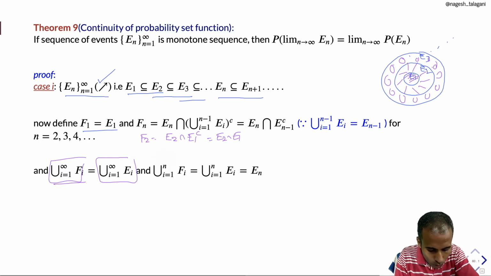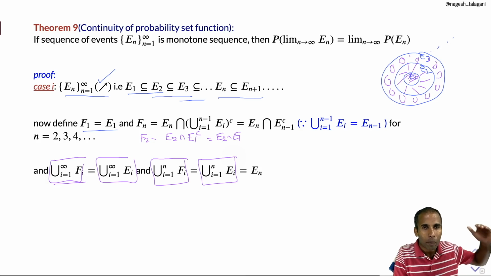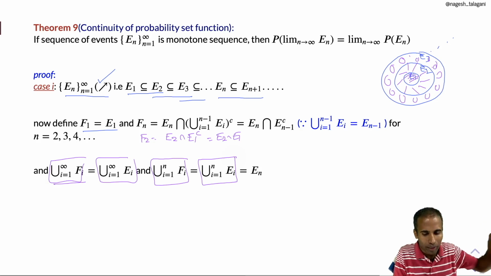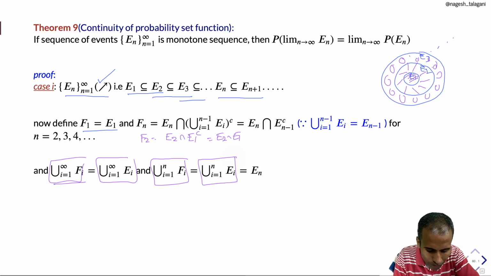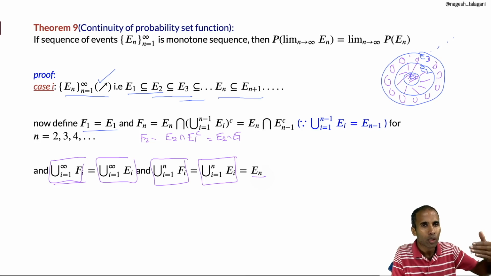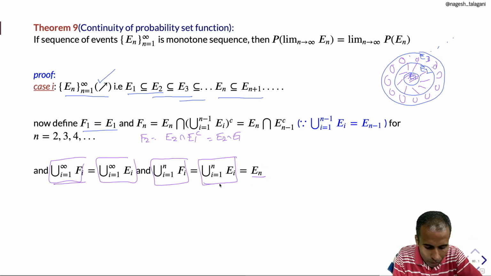And also the union of i equal to 1 to n of Fi will be the same as the union of i equal to 1 to n of Ei. Whatever is covered up to En will be covered by all Fi's from 1 to n. And the union of i equal to 1 to n of Ei will be the same as En, because it is an increasing sequence of events, right? E1 is contained in E2, so E1 union E2 will be E2. E2 is contained in E3, so E1 union E2 union E3 will be E3, like that. So the union of i equal to 1 to n of Ei will be the same as En.